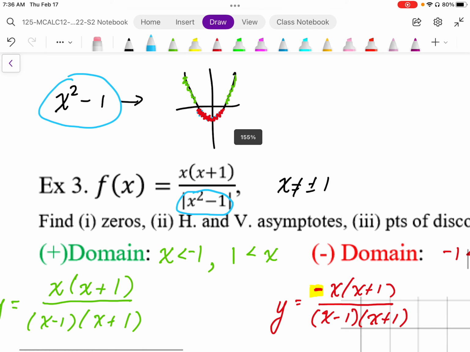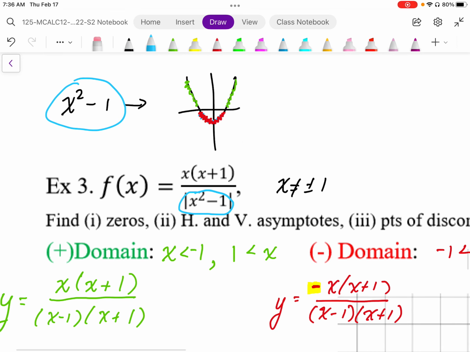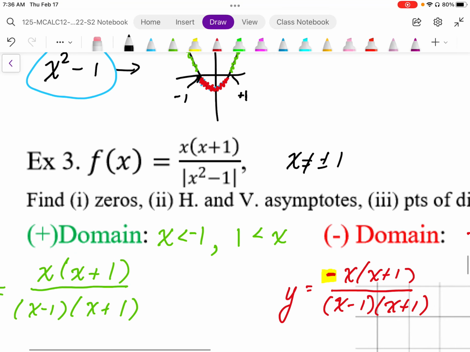So when I take a look at that parabola, x squared minus 1, it is a parabola with a vertex at -1 and zeros at 1 and -1. So we know that to the left of -1, it's positive. To the right of +1, it's positive. So my domain then, we can establish, is going to look like this: to the left of -1 and to the right of +1.